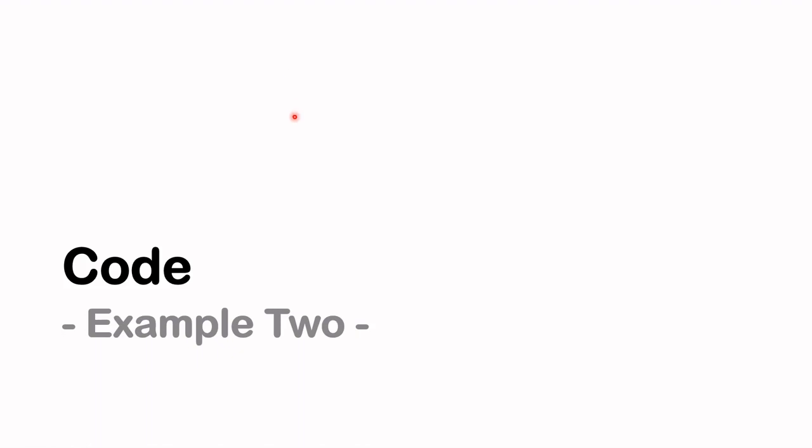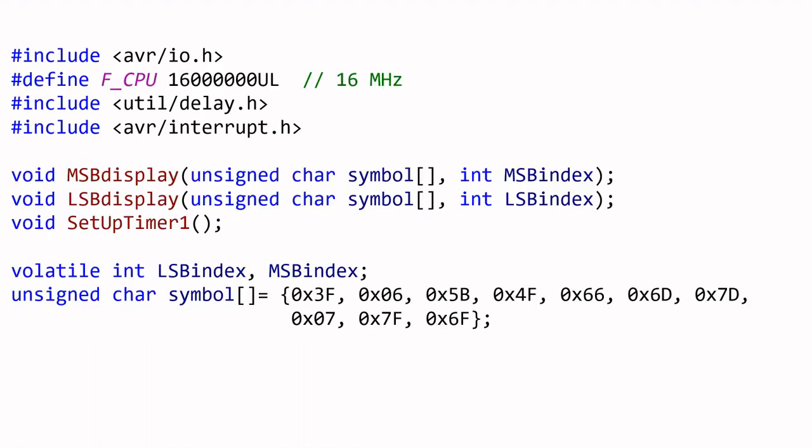In this second example, we'll try to improve on the flickering effect that we observed in the first example. That is due to the multiplexing technique algorithm that we use. So let's see if we can improve and reduce the flickering effect. Let's move on, and here we are.